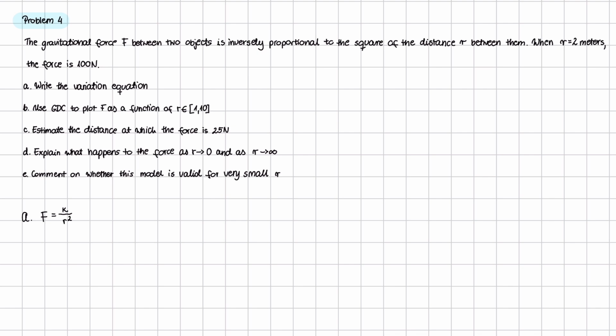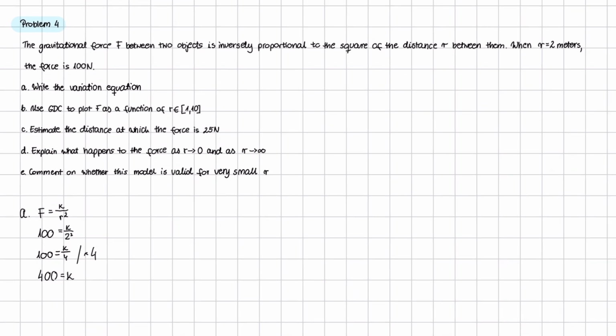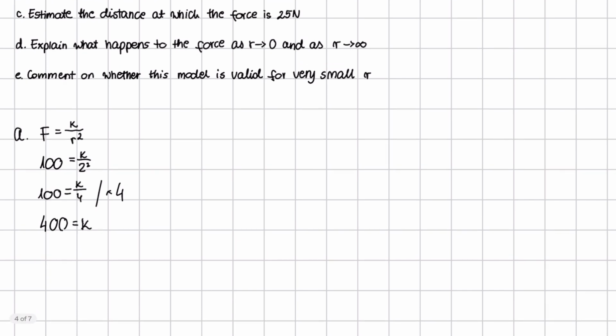And now we have to substitute our values from the problem. So we have our force 100 equals our constant over 2 squared, and then we have to simplify it. So 100 equals k over 4, and then multiply by 4 on both sides. So we have that k is 400. So our final equation is F equals 400 over r squared.